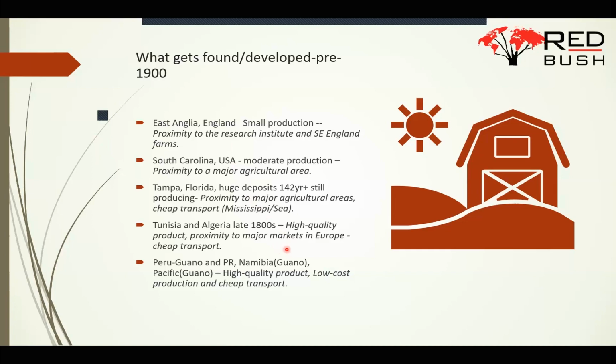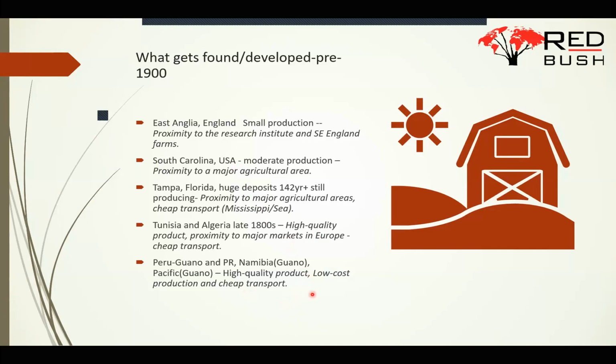Tunisia and Algeria, late 1800s, it's a very high quality product. The Tunisian phosphates are almost as good as commercial triple superphosphate in efficacy. So these are really highly desirable. And again, it's right near major markets in Europe. You can put it on a ship to Marseille or to Rouen or wherever, or Antwerp, and get it cheaply.